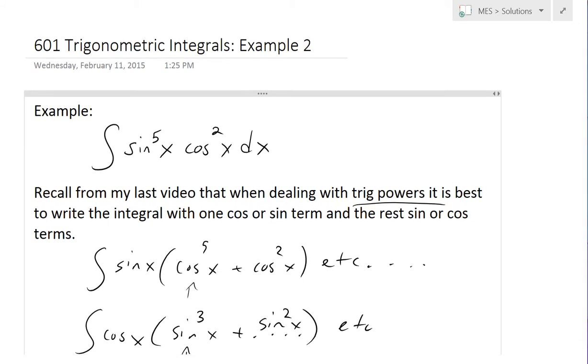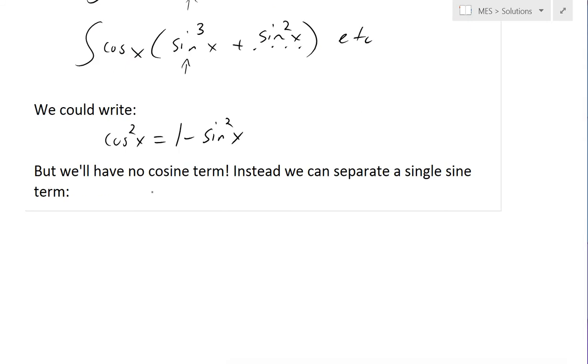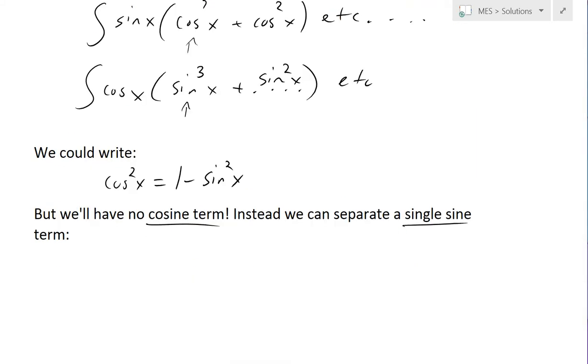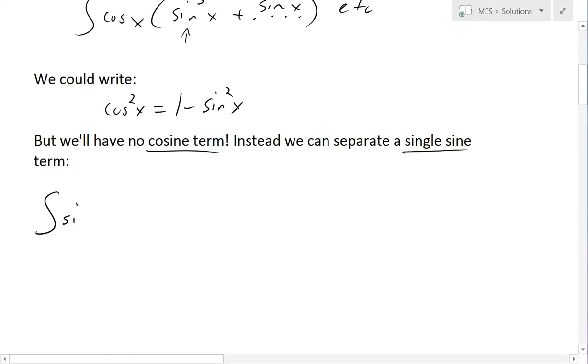In this example we could convert this cos squared of x using the trig identity. This can be 1 minus sine squared of x, but then everything would be just sine of x and we'd have no cosine term. So in this case, instead we could separate a single sine term. The way to do that is a pretty clever trick. So we write this integral, sine to the power 5 of x cos squared of x dx.